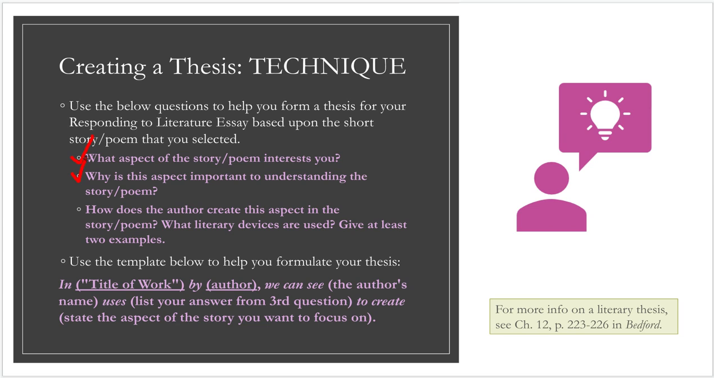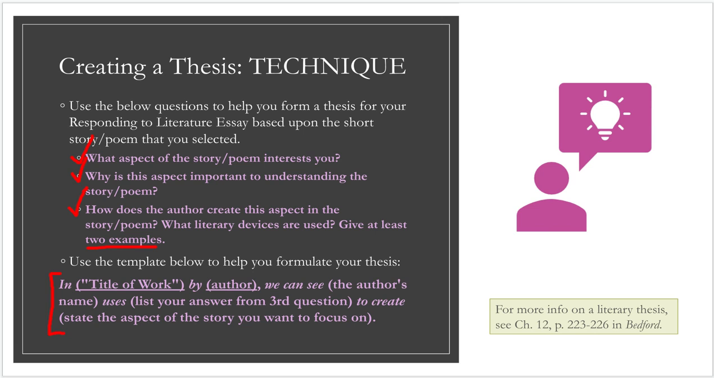Maybe what does this aspect reveal about the story? And how does the author create this in the story? And what literary devices are used? Okay, and then you would give at least two examples. So here's an example template of this working as a thesis. In the title of this work by this author, we can see the author uses these three devices or these three aspects to create blank.